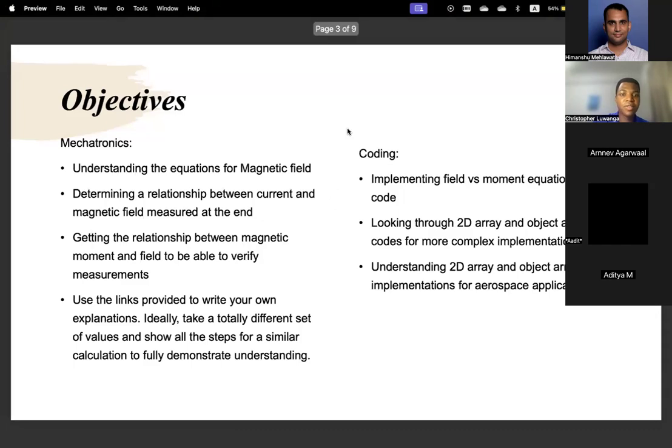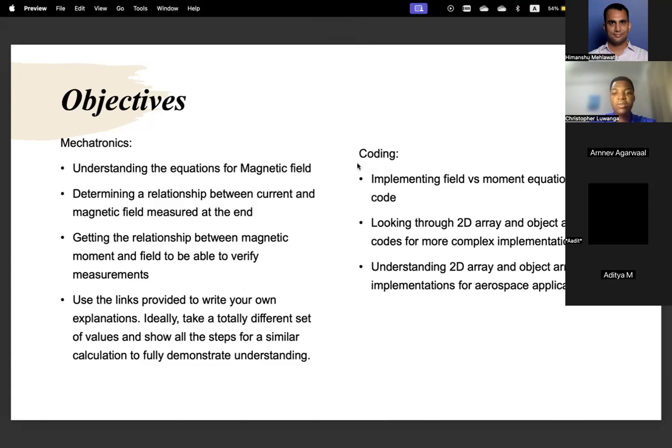Okay. So for mechatronics, the objectives today are going to be to look at the equations for the magnetic field, specifically for the magnet torque, to determine the relationship between current and magnetic field as we measured using ammeters and those kinds of devices, get the relation between the magnetic moment and field in order to be able to verify the measurements. And then we'll provide you some links so that you can use those to write some explanations for what we're going to discuss very quickly today.